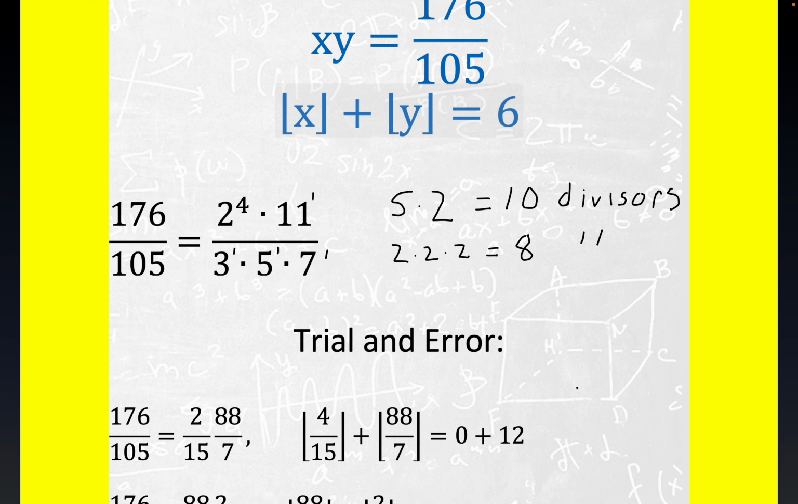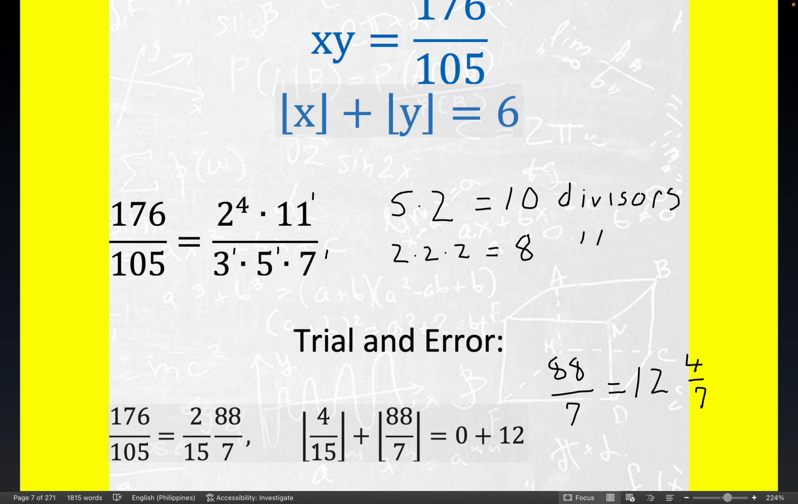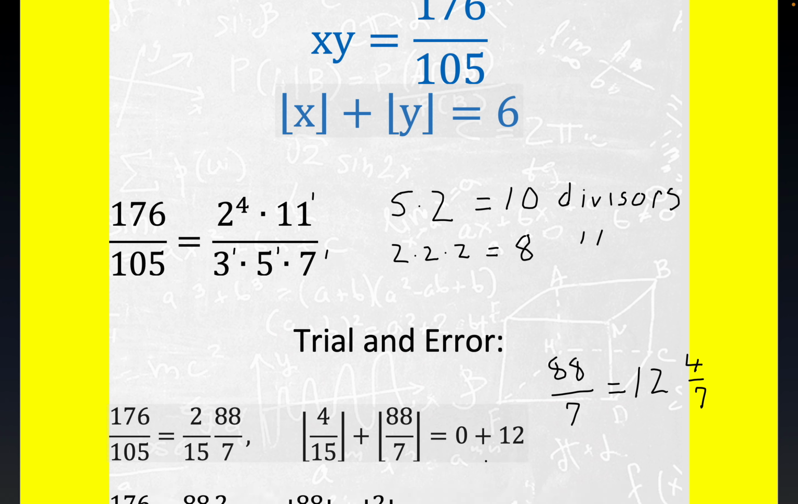Now notice 88 over 7 is equal to 12 and 4/7, so it's bigger than 12 but less than 13, so its floor is 12. And of course, the floor of a proper fraction, as we've seen, is just equal to 0. So this is not a solution. We wanted it to add up to 6, right? So this isn't a solution.